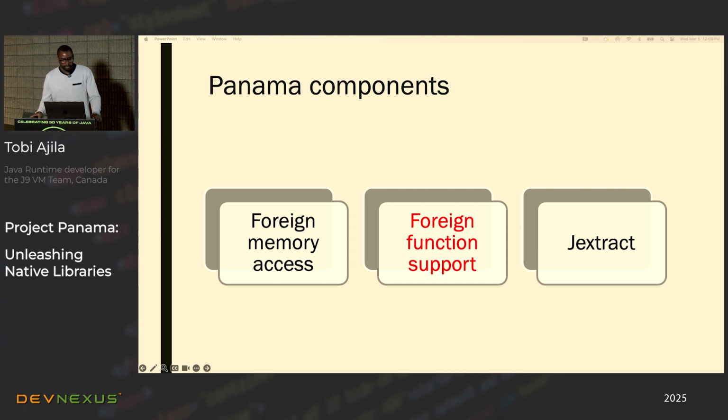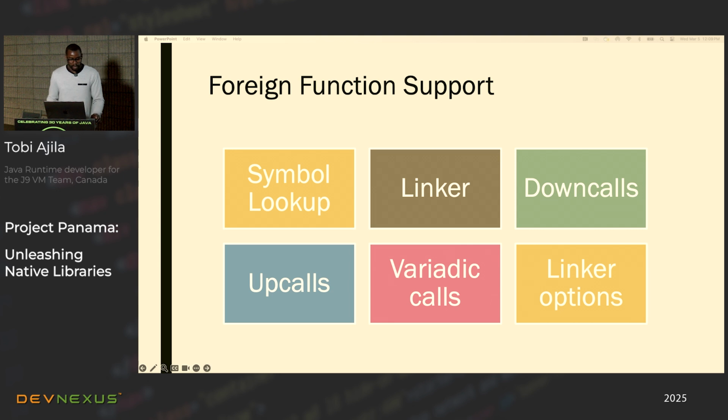All right, so we've looked at how to interact with memory and describe memory. Now we'll look at the foreign function support. So in this section, we'll see how one can load libraries and call native functions in the library, which is really the main goal. So there are 6 main components here. First is symbol lookup, so how to load the libraries, how to find symbols. Second is linker, so how to link to native functions. Third is downcall, so how to call the native functions.